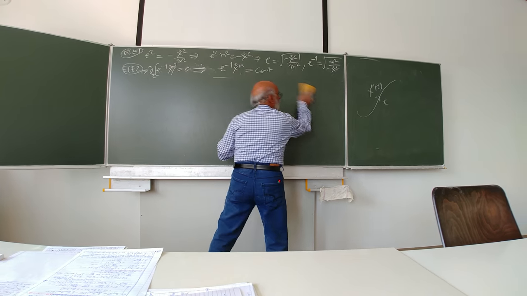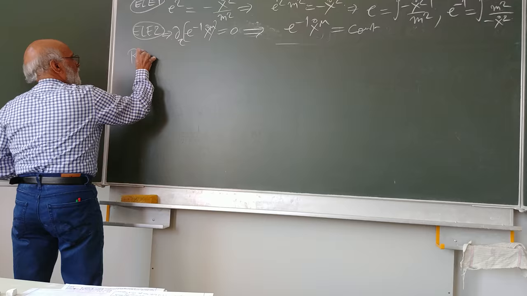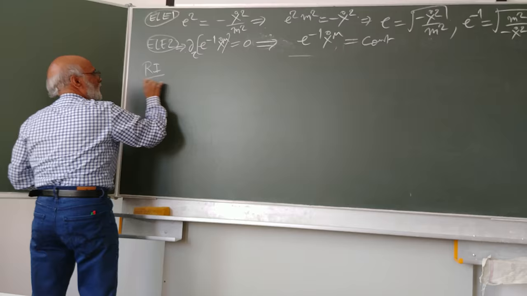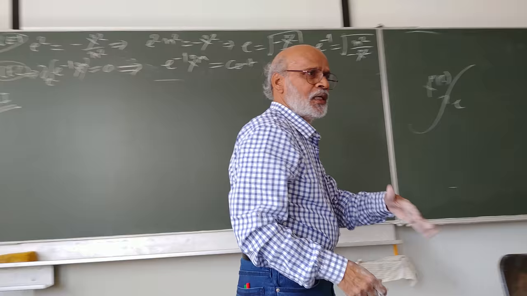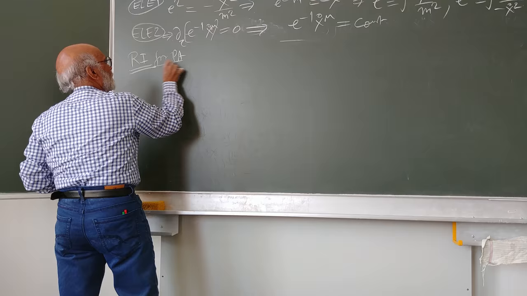So we like to look for the reparameterization invariance. This is also sometimes called RI. This is also sometimes called diffeomorphism, where the function and its inverse are differentiable. Continuous and differentiable. So sometimes you also use the word diffeomorphic.